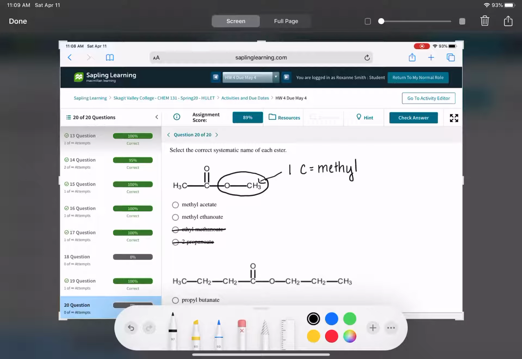And then the other half of the name comes from this part right here. How many carbon atoms are on that part of the name? There's 2 carbon atoms. So that would be an eth. It could be an ethane. If it was a carboxylic acid, we'd call it an ethanoic acid, but it's an ester, so we call it an ethanoate. Ethanoate, right there. Methyl ethanoate.